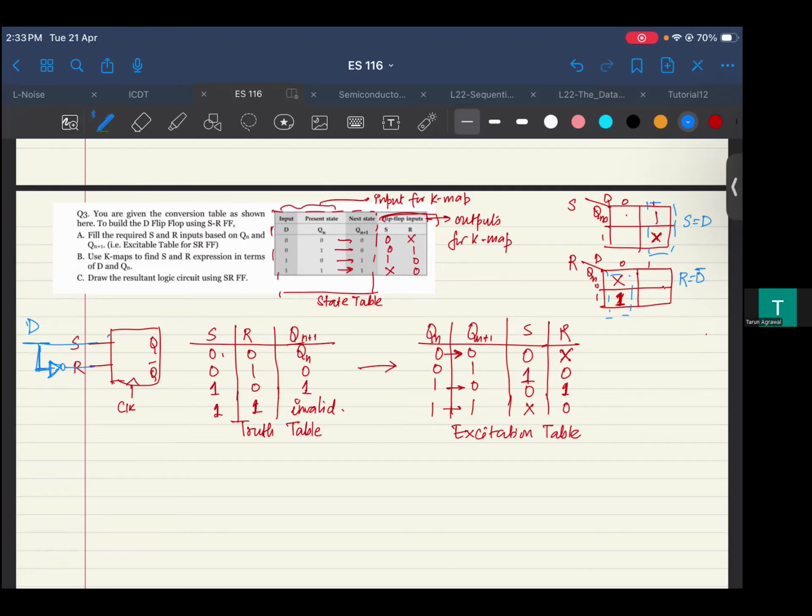So that is what you see in this kind of problem. If you are starting from a state table, then the second step would be to generate the excitation table, looking at what input flip-flops you are making with, or what your building block of the circuit is. In this case, it is the SR flip-flop. So we use the excitation table for the SR flip-flop, and we calculated the SR flip-flop inputs in terms of the inputs of the state table, which were D and Qn, right? Then we minimized the expression and represented it in the logic diagram. So that is the process for doing this kind of problem.